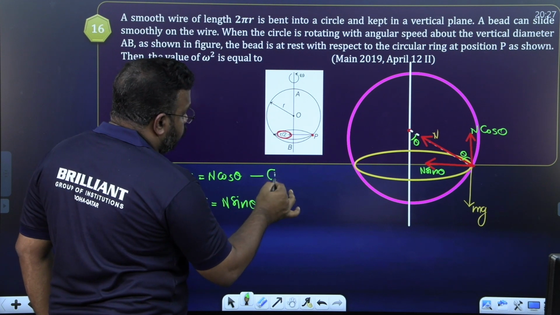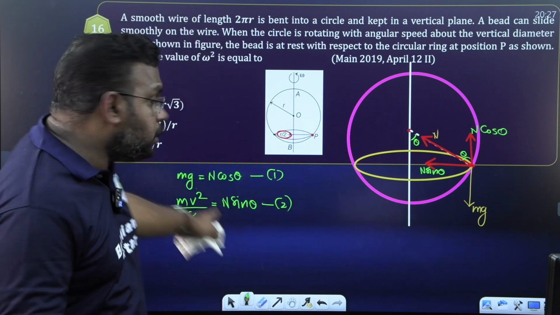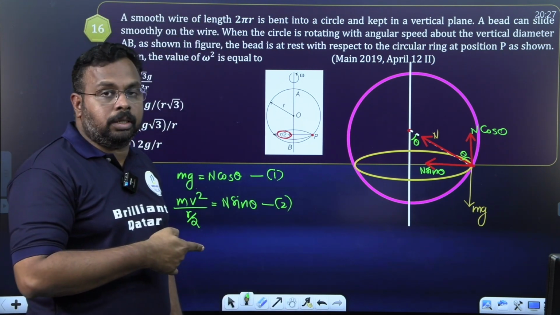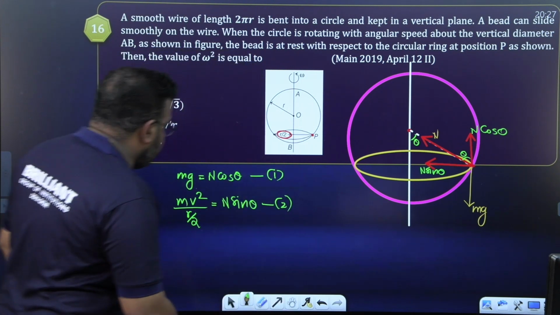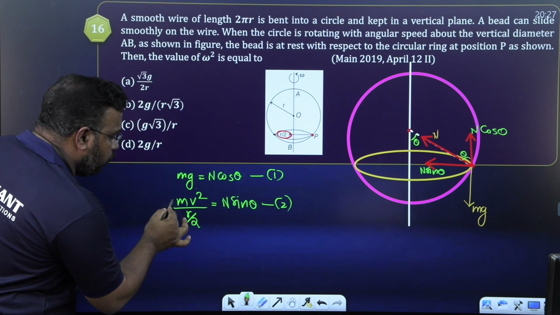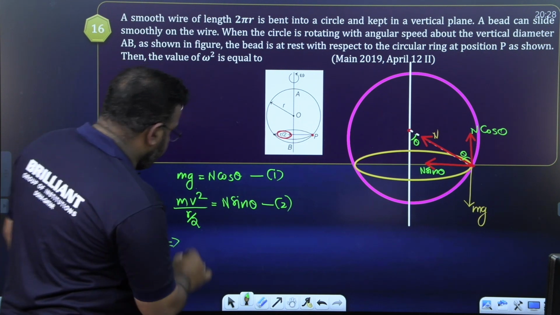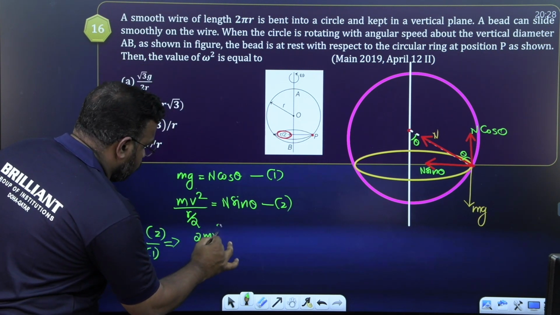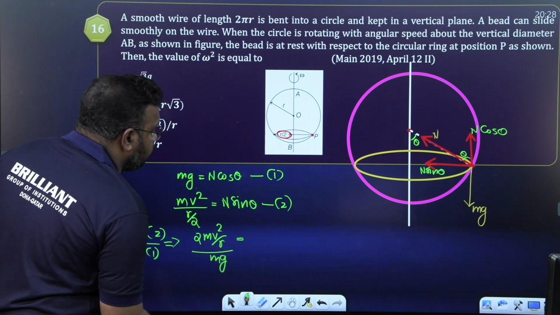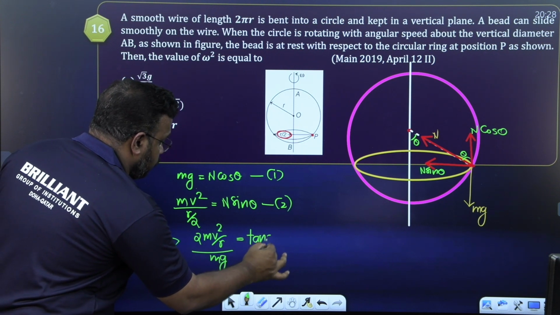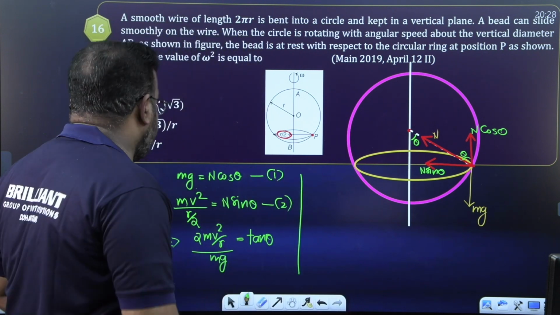So I'm taking this as equation number 1 and this as equation number 2. Remember, we need to find omega square value. But in this equation, there is no omega square, but there is v square. You know how to convert. So before going into it, just divide these to simplify. This 2 will go up. We get 2mv square by r. Equation 2 by equation 1, that's what I'm doing. So we get 2mv square by r by mg is equal to N sin theta by N cos theta, that is equal to tan theta. Is that step clear? Tan theta.